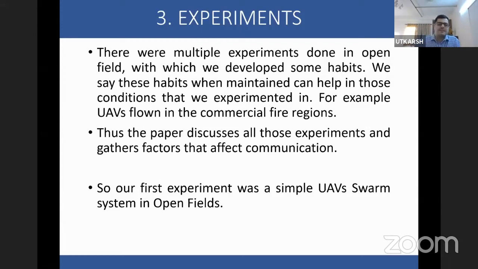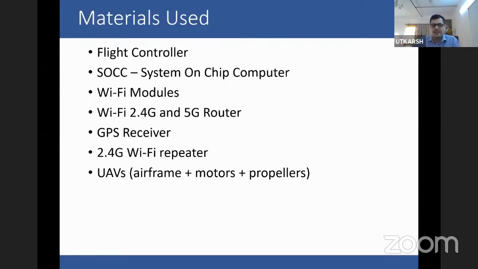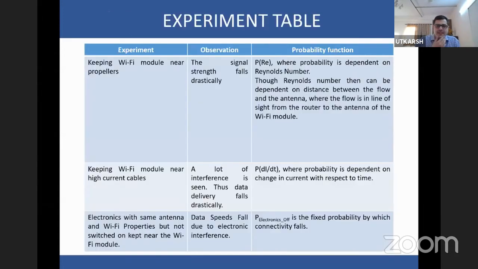Our first experiment was a simple UAV swarm system in open fields. The material that was used: a simple flight controller, SOCC, which is a system on chip computer, Wi-Fi modules, 2.4 gigahertz and 5 gigahertz Wi-Fi routers, GPS receiver, 2.4G Wi-Fi repeater, UAVs, airframe, motors and propellers and all sorts of stuff. So this is our experiment table.